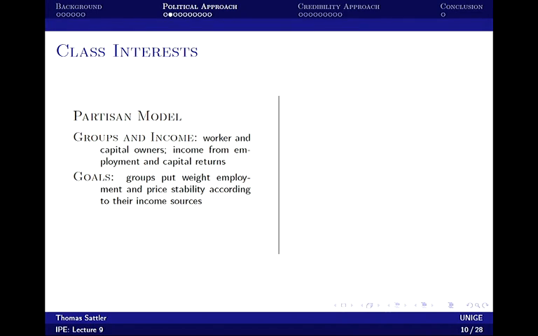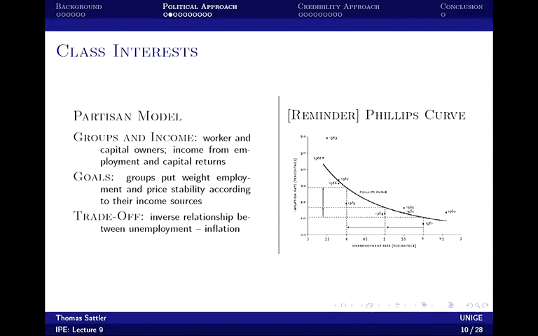So the different groups put different weight on employment and price stability depending on their income sources. And we're assuming an inverse relationship between unemployment and inflation. That's this Phillips curve, which I'm going to criticize in a moment. So I showed you this picture last week about unemployment here, varying from 3 to 6.5% on the x-axis, and inflation varying from 0 to 6% on the y-axis. And this is the relationship between these two variables in the United States in the 1960s. From 1960, where we had high unemployment and low inflation, we went to low unemployment and high inflation. Right. That's just a reminder from last week. I'm going to show you how this develops actually in the 70s and 80s and 90s and 2000s in a moment. That's the idea.